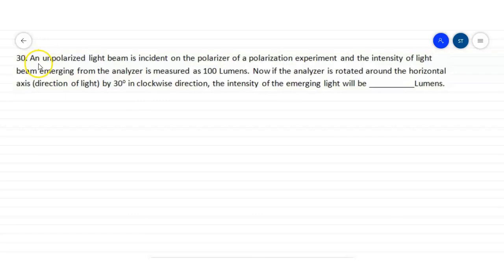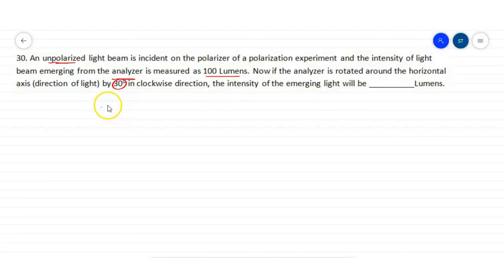Hello everyone. The question given is, an unpolarized light is incident on a polarizer of a polarizing experiment, and the intensity of the light emerging from the analyzer is measured to be 100 lumens. Now if the analyzer is rotated about the horizontal axis, which is direction of light, by 30 degrees in clockwise direction, the intensity of the emerging light will be dash lumens.